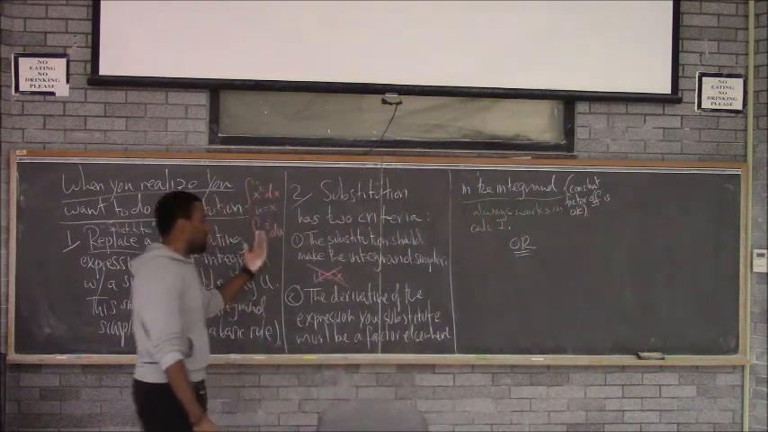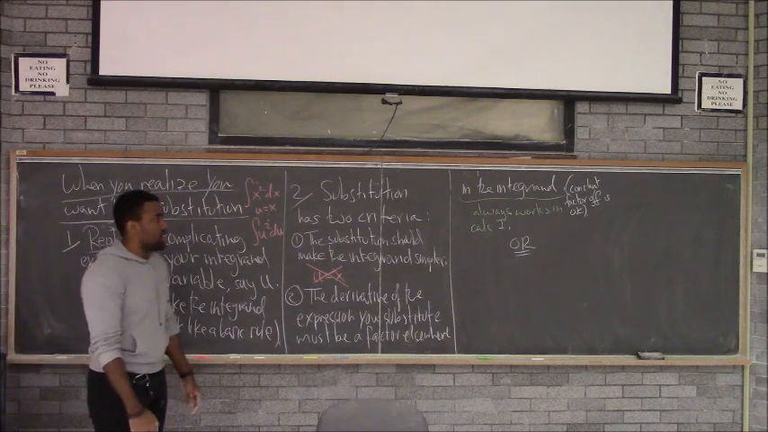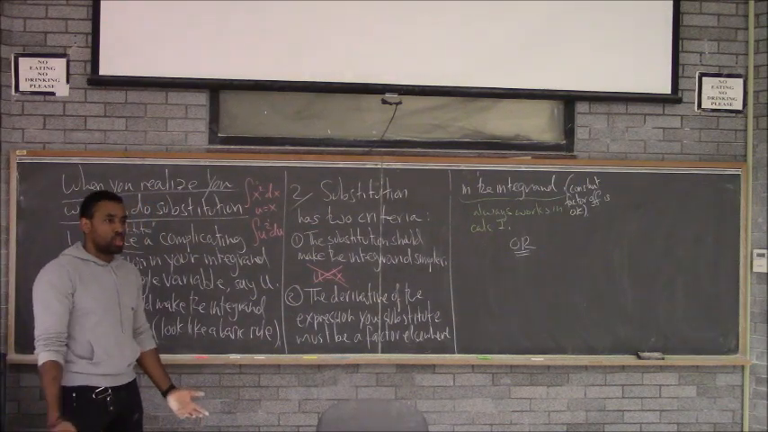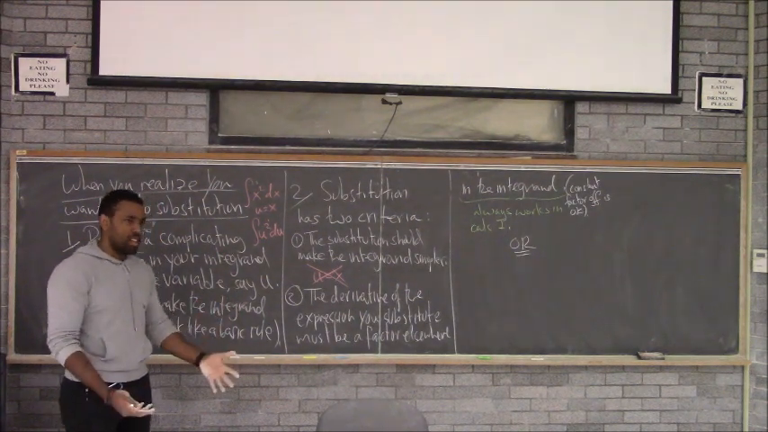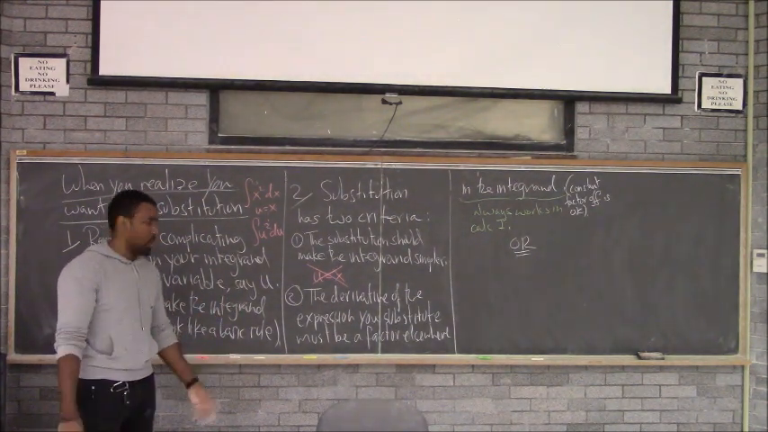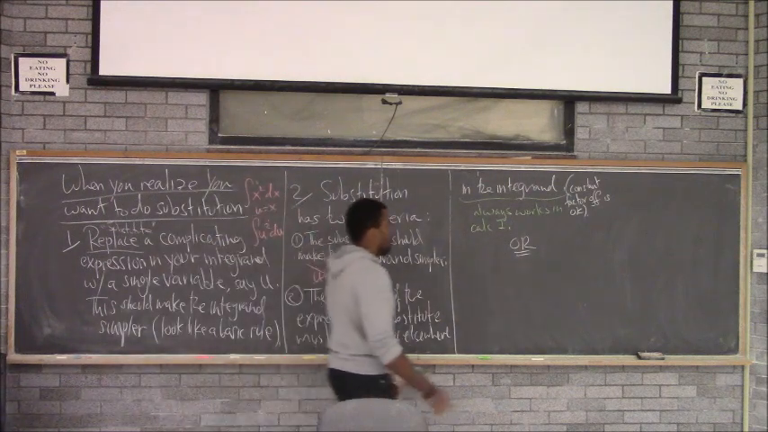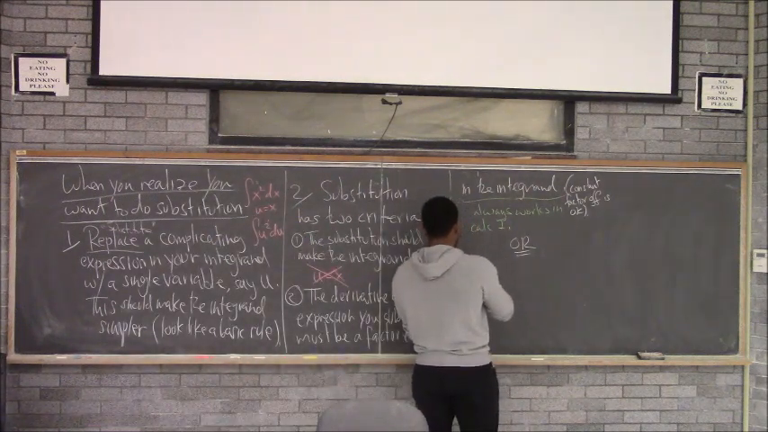So if you find a derivative and it's like 3x squared, and in your integrand it's 7x squared, that's okay. The fact that there's a 3 versus a 7, a constant factor, doesn't matter because for derivatives you can factor them out.